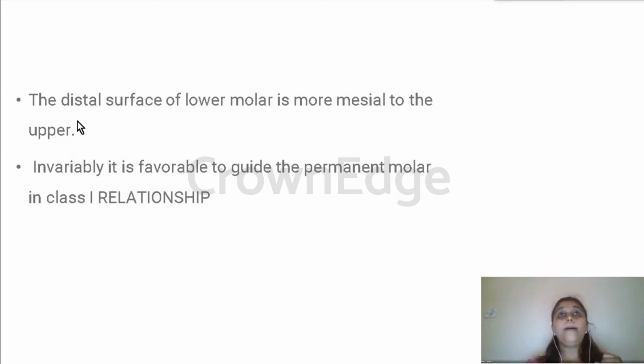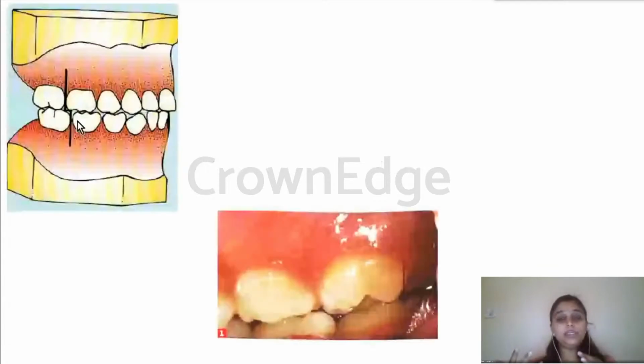But if it is a mesial step, when the permanent first molars are erupting, they will naturally come into a class 1 relationship. They do not have to wait for the mandibular growth to take place and then move to a class 1 relationship.